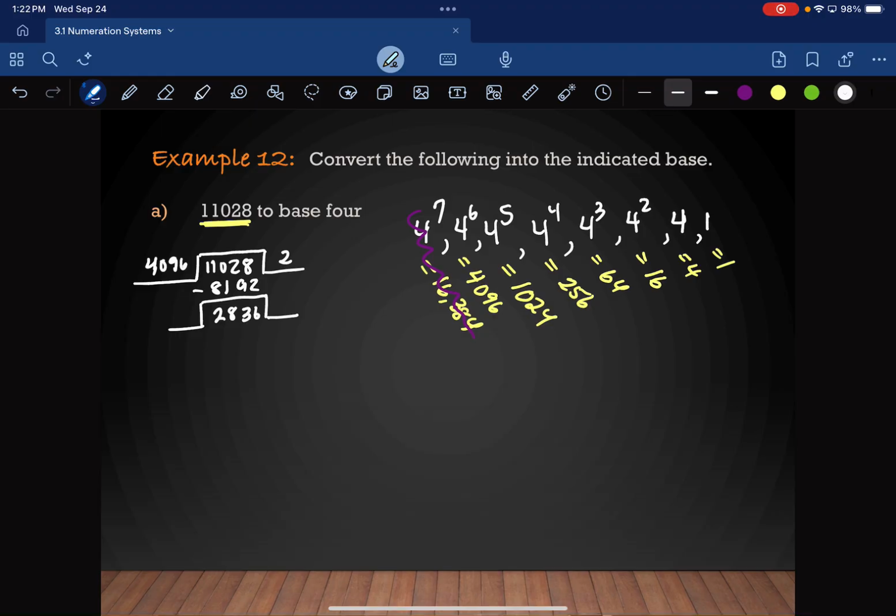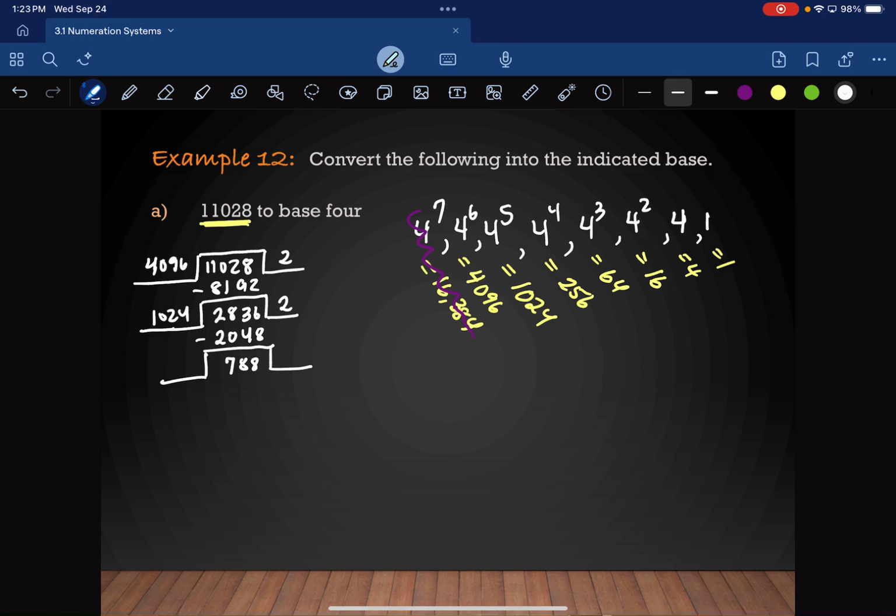Okay, so we're never going to skip. All right, so 4096, the next one in order is 1024. Okay, so we're going to put 1024 next. How many 1024s are there in 2836? 2. What's 2 times 1024? 2,048. Okay, very good. And if I subtract 2836 minus 2,048, what do I get? 788. Okay, everybody going good so far?